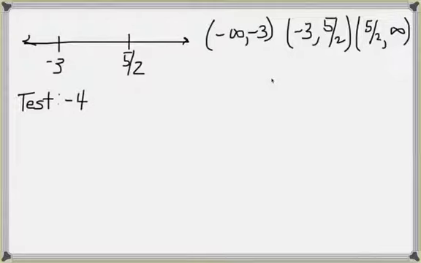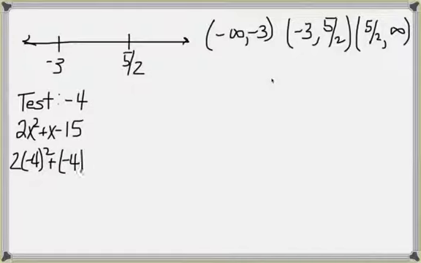So, for example, let's go ahead and test for the first interval, negative 4. So when I do that, I'm going to plug it into my original function, 2x squared plus x minus 15. Plugging it in, I get an answer of 13. Well, 13 is greater than 0. So for this interval, I would have a positive answer.